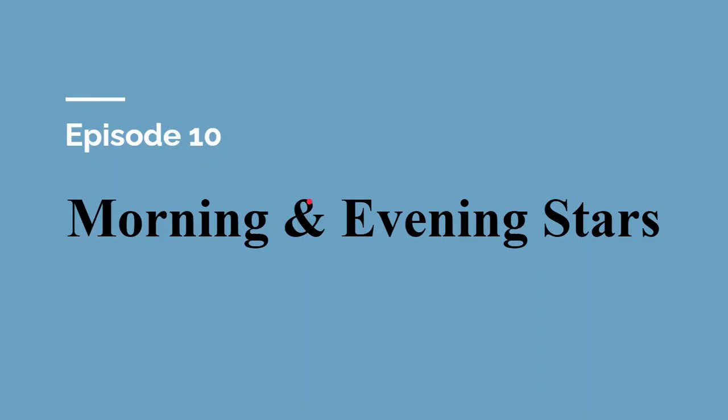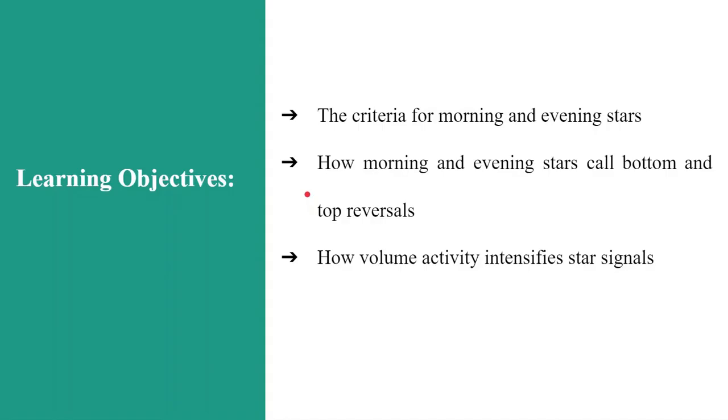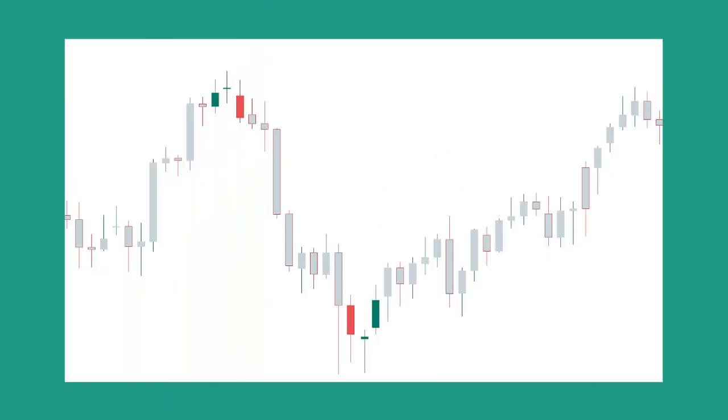In this episode, I will discuss an intriguing pattern known as the star. This pattern is a star when it comes to calling top and bottom reversals. So you're going to learn about the criteria for morning and evening star, how morning and evening stars call bottom and top reversals, and how volume activity intensifies star signals.